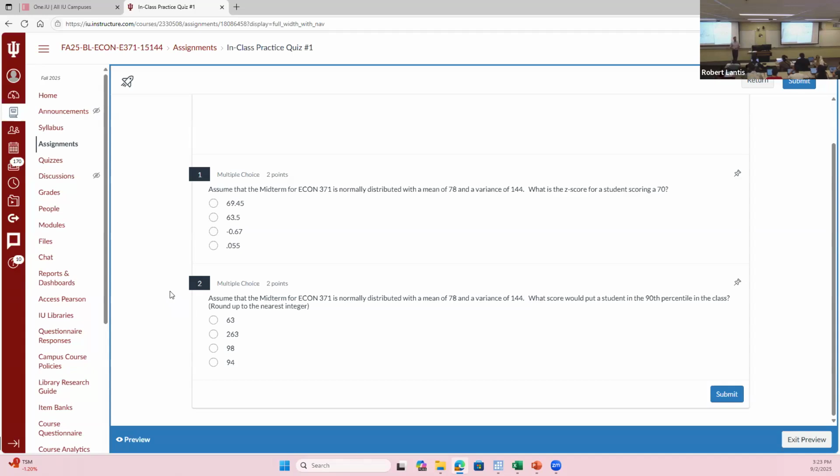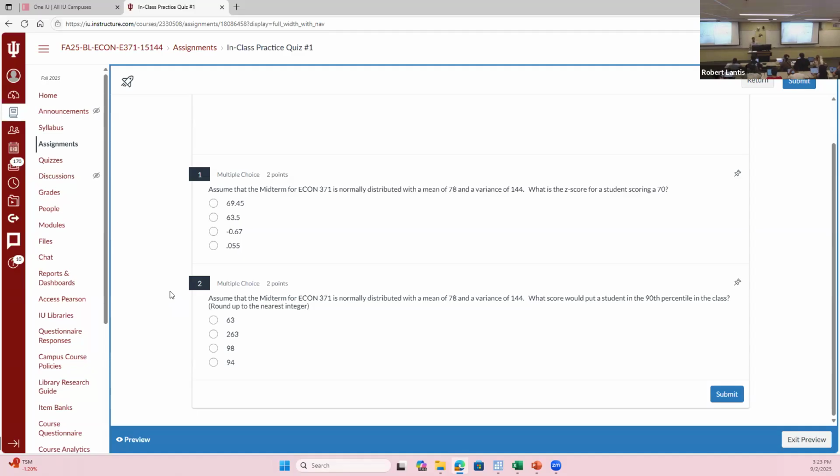Right away, if I'm asked this question and I see that the value is below the mean, I should automatically be thinking negative Z-score. The Z-score represents how many standard deviations away from the mean I am. If I'm below it, it should be negative. So here we've got negative 0.67.